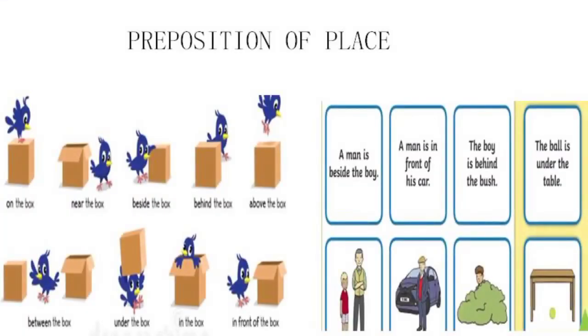And next one is preposition of place. It describes the position of a thing or person in relation to another object. For example, on the box, near the box, beside the box, behind the box. So these examples show the position of things, right? So let us take the sentences: a man is beside the boy, a man is in front of his car, a boy is behind the bush, a ball is under the table. So these are other examples of preposition of place.